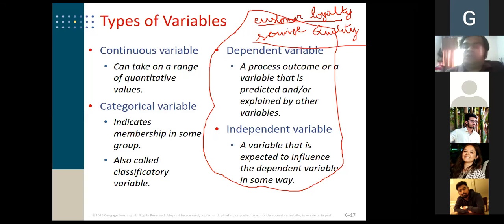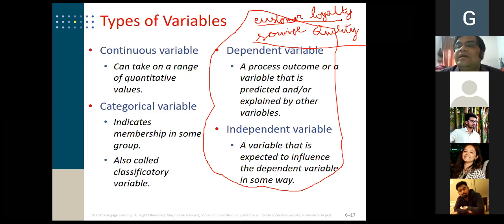So already somebody said service quality is independent. Service quality is independent, and customer loyalty is my dependent variable. Are you getting this? If you understand this, you will understand the whole of BRM. Don't worry.